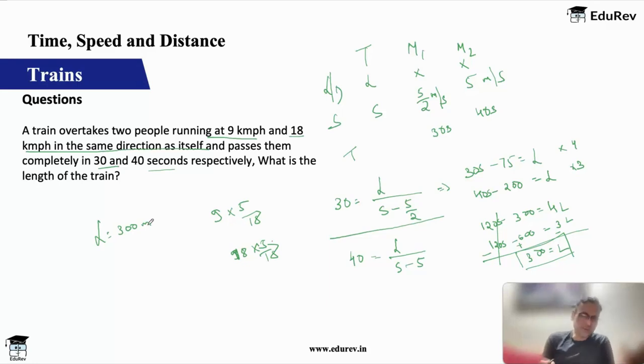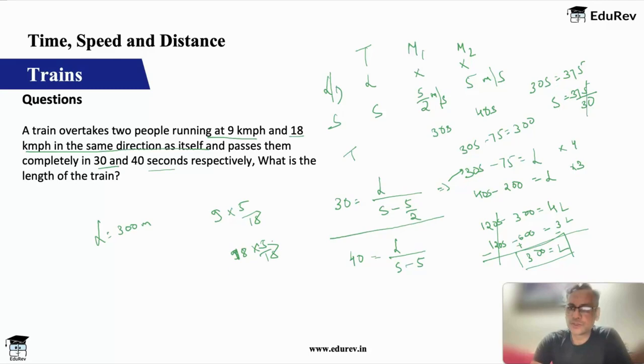Okay. One more thing we can find out, not required, but for our understanding, is speed of the train. So if I put this L anywhere, let's say I put in this. So L is 300. So 30S minus 75 is 300. So 30S is equal to 375, or S is equal to 375 upon 30. Right? Both are multiples of 5. So this is 6 and this will be 75. Further, both are multiples of 3. So this will be 2 and this will be 25. Okay. So speed is 25 by 2 or 12.5 meter per second. Okay, so that's how this will be answered.